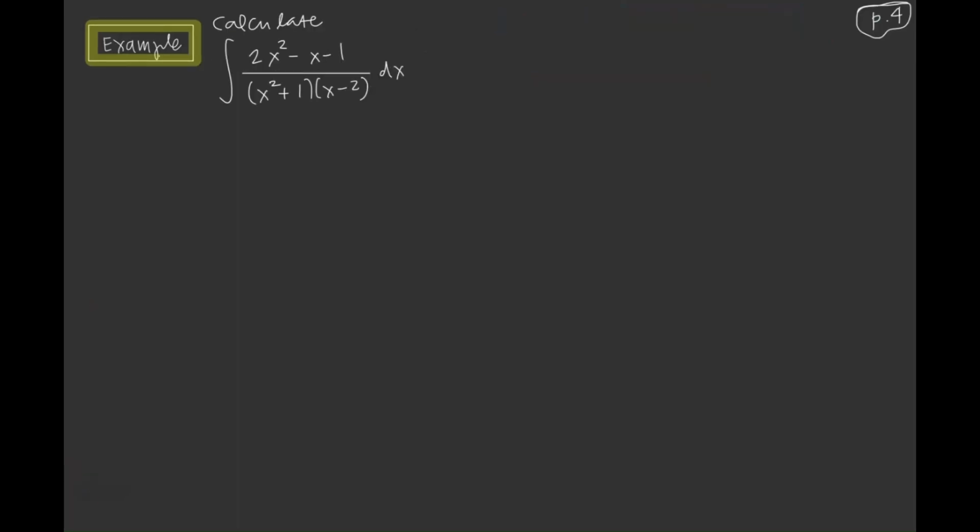Next example is to find this integral here, and we have to ask, does the partial fraction method even apply here? And for it to apply, we need to have a polynomial over another polynomial. This is definitely a polynomial. This also would be, and you could see it more clearly maybe if these were multiplied out, but this is definitely a polynomial.